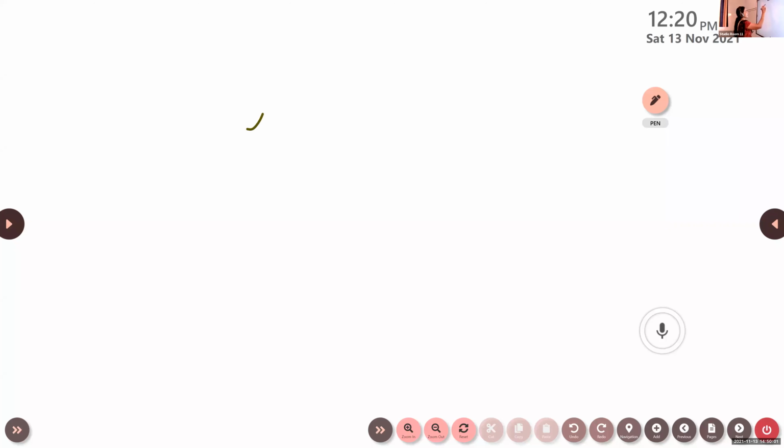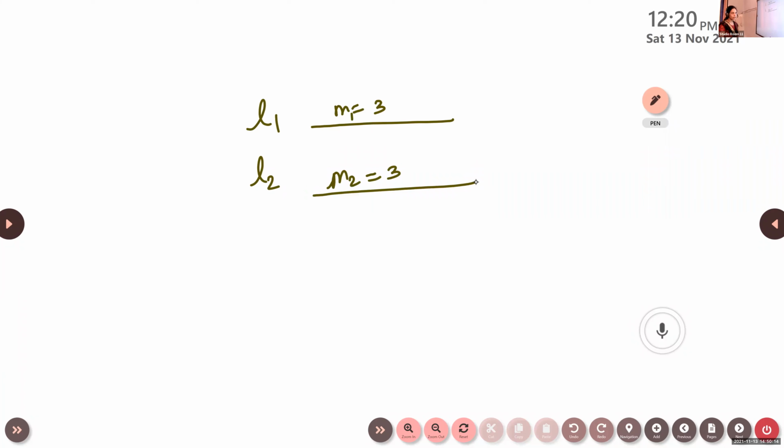Okay, listen children, listen. Suppose L1 is parallel to L2. Suppose the slope of this line is 3. Then the slope of the second line will also be 3. So this is the case when they are parallel.